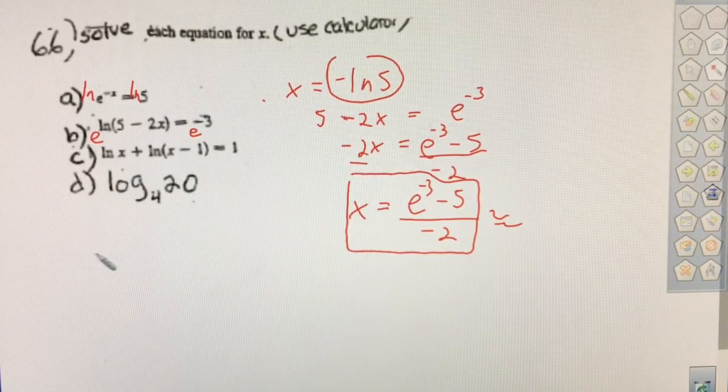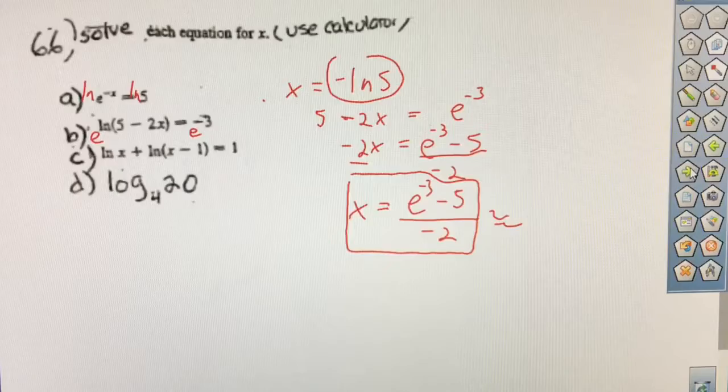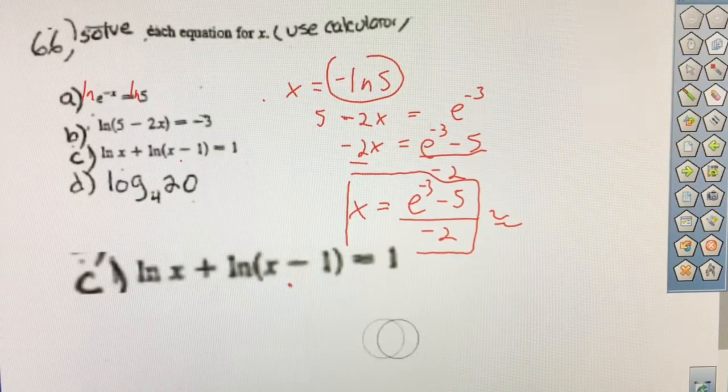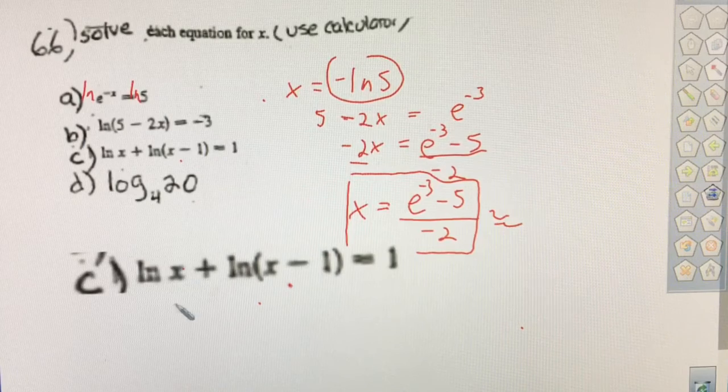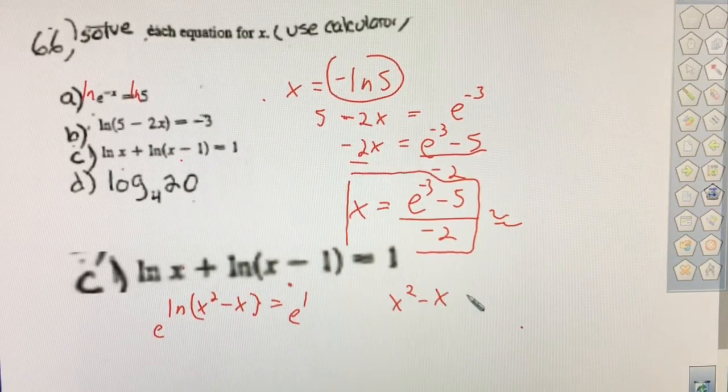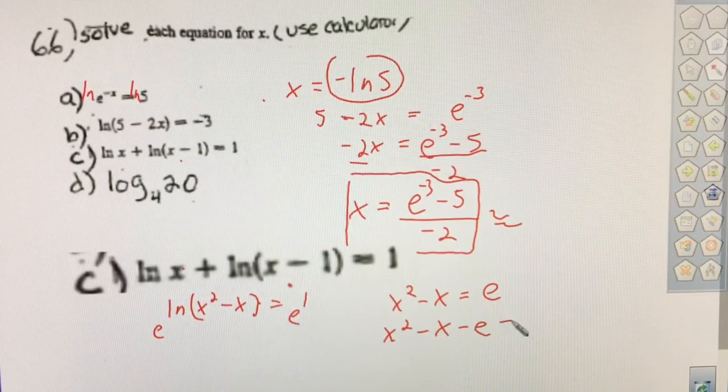Letter C, solving the ln problem. I'm going to take this over to another page. Just bring it down here. This is base e, this is base e, so I'm going to combine these. I'm going to multiply x times x minus 1, so it's going to be ln of x squared minus x equals 1. And then I'm going to base e these, so that's going to give me x squared minus x equals e. So then x squared minus x minus e equals 0.